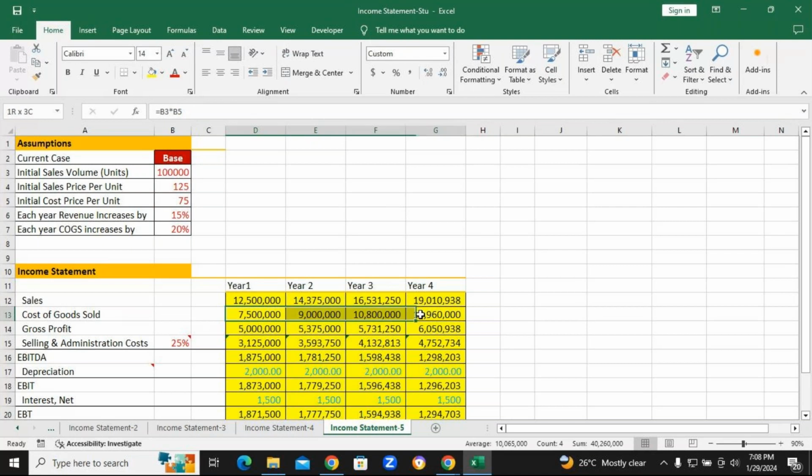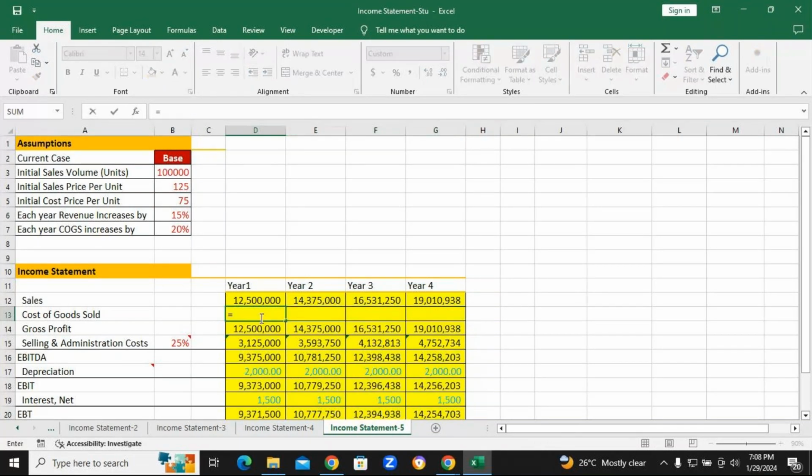Okay, ma'am. Here I have taken equals 1 lakh into 75. And COGS, they are telling it has been increased by 20%. So next year I'll take 75 lakh into 20% plus the previous year COGS. Why am I taking it like this? Because 75 lakh into 20% is going to give me the rate, that is the actual value.